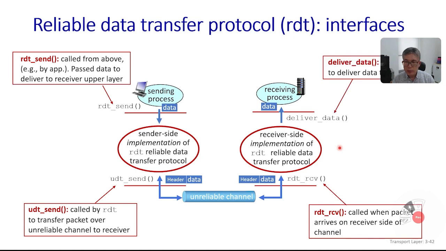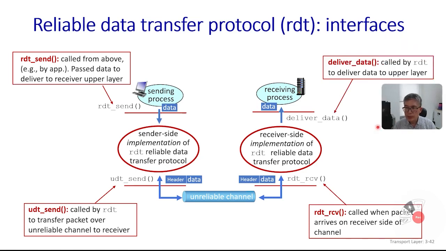I will explain this one by one. The bidirectional communication over an unreliable channel, with data and the packet.